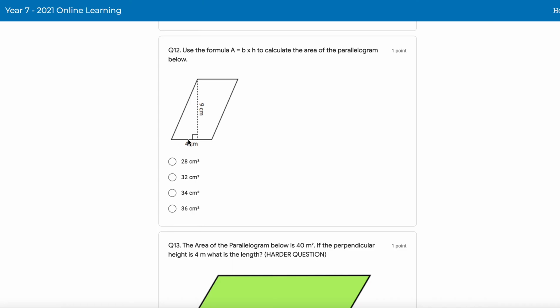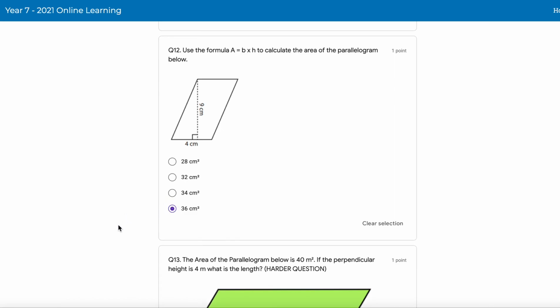Same again here, we've got a base of 4, perpendicular height of 9. So that's 4 times 9, which gives us 36. And we change our unit to centimeters squared.